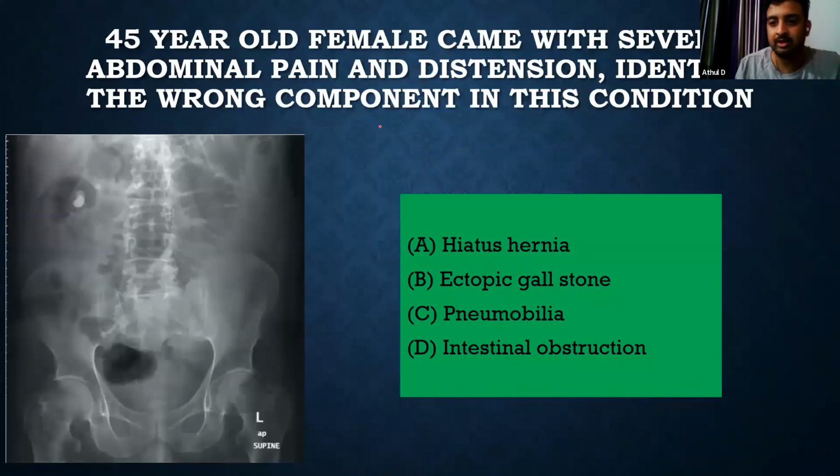So another important question. This is a 45-year-old female who presented with severe abdominal pain and abdominal distension. So please identify the wrong component in this condition. This is a clinical condition. Please identify the wrong component of this condition.